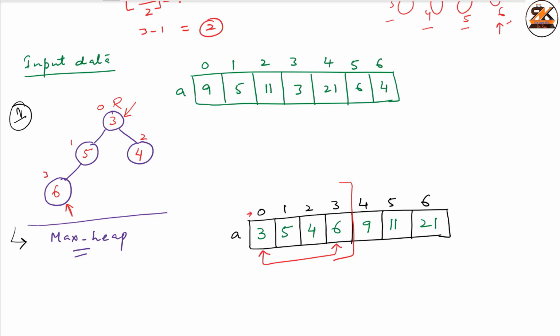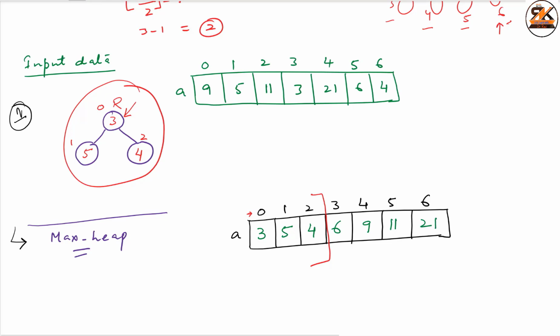And now the size of this tree will be reduced by 1. So in this tree I will remove this node at index 3, and also here in the array the new size will be given up to this position. Fine. And now what we have to do is we have to heapify this tree.